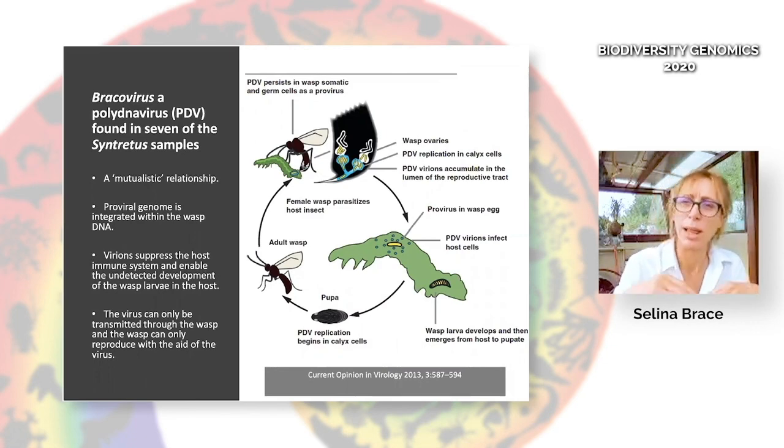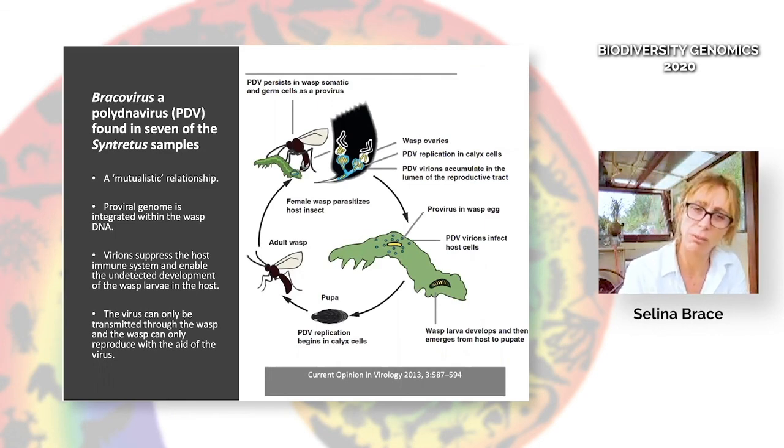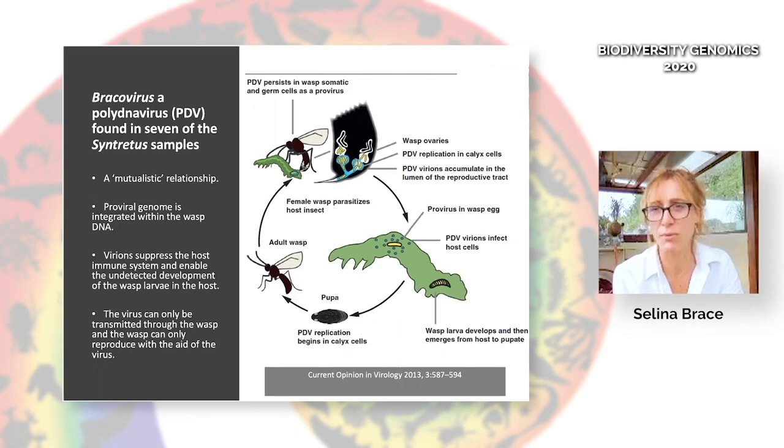So when the wasp lays her egg into the host, in our case the poor bees, in with that egg go these virions, and it is these virions that actually suppress the host's own immune system, allowing the larvae to develop undetected. So this really is a truly mutualistic relationship between these two. The virus can only be transmitted through the wasp, and the wasp can only reproduce with the aid of the virus. I just thought it was quite fun and interesting that we managed to pull this out from this data set.